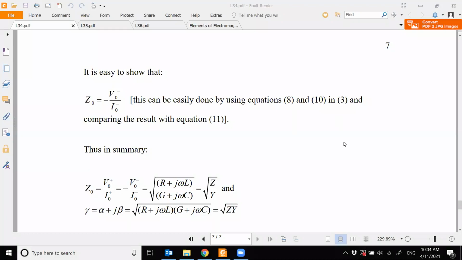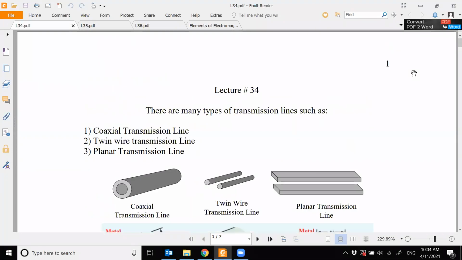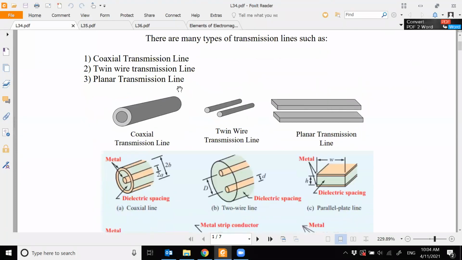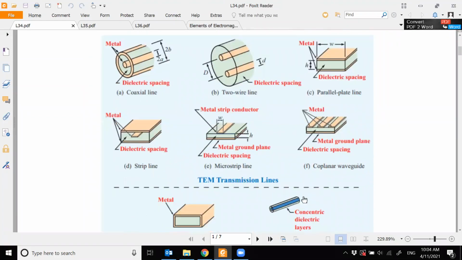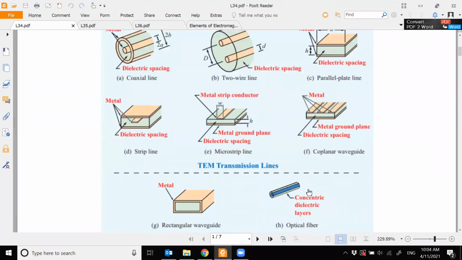We started looking into the applications of electromagnetics. So we concluded our oblique incidence, and then our first application was transmission lines. And these are the examples of the transmission lines. All these transmission lines support the simplest wave, which is the transverse electromagnetic wave, the TEM wave.